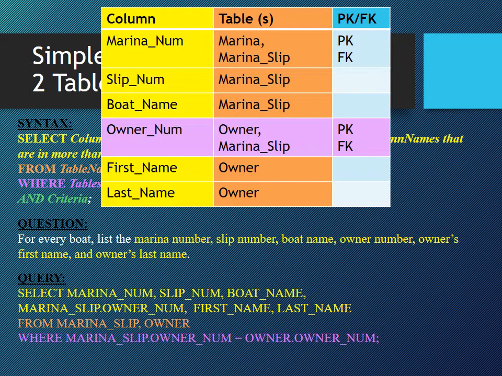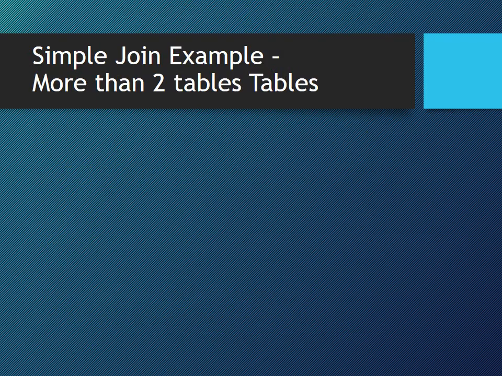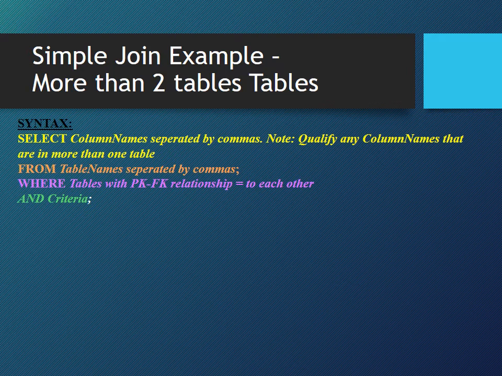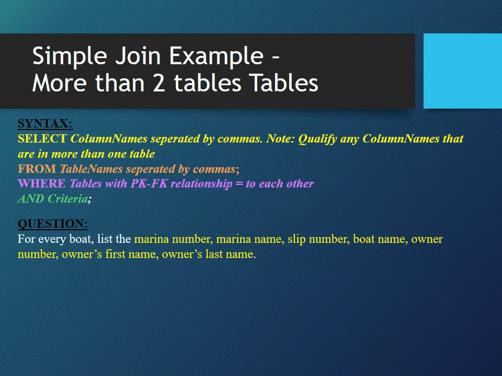To construct the two tables, I set the two tables equal to each other based on their primary key foreign key relationship. Now let's look at an example with more than two tables. The syntax is the same as in the previous example with two tables. Let's look at our question. The question is almost the same as in the previous example. We have just added the marina name to our list of column names to display in our results.